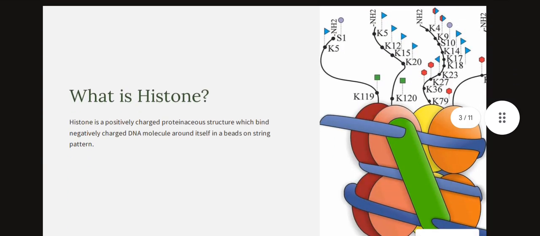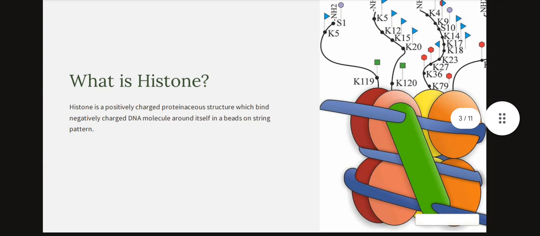So, what is a histone? Histone is a positively charged proteinaceous structure around which the negatively charged DNA molecule is wrapped. It appears like a beads on a string model. Histone has four major subunits: H2A, H2B, H3 and H4. These four subunits have an N-terminal and a C-terminal.